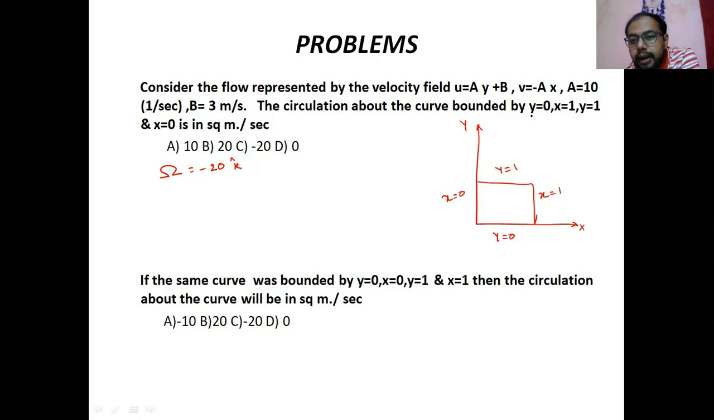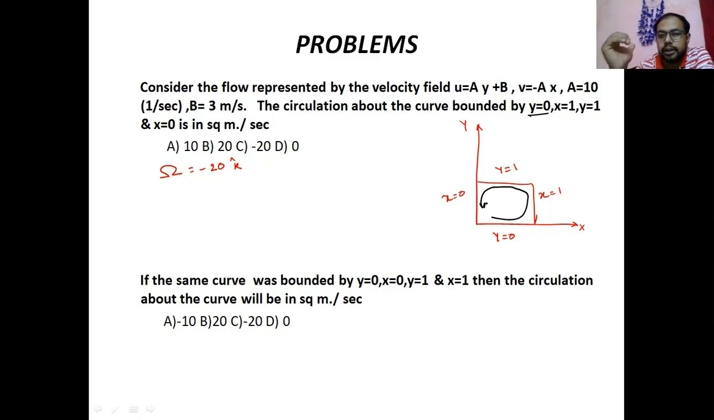First, we are considering y equal to 0. Next, x equal to 1. The curve is bounded by this: y equal to 0, then x equal to 1, then y equal to 1, then x equal to 0. So rotation is in this direction. So rotation is in the anti-clockwise direction. So as it is anti-clockwise, it will come as the positive z axis.